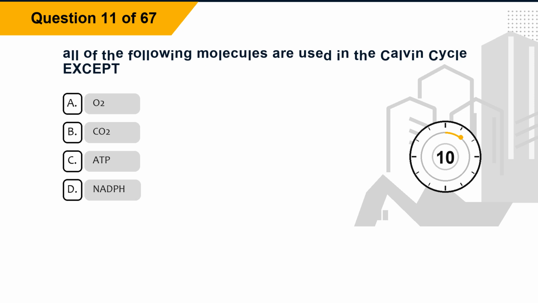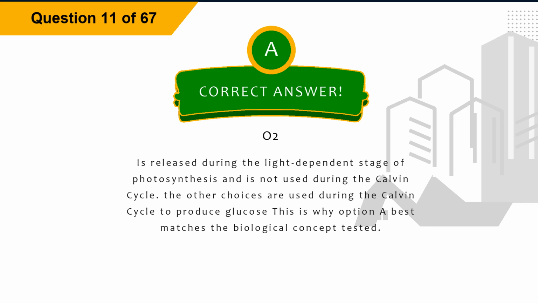Question 11. All of the following molecules are used in the Calvin cycle except: Option A, oxygen. Option B, CO2. Option C, ATP. Option D, NADP. The correct answer is option A, oxygen.